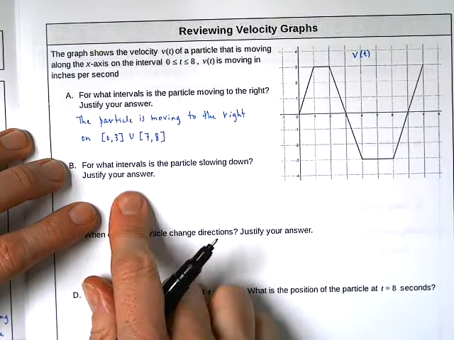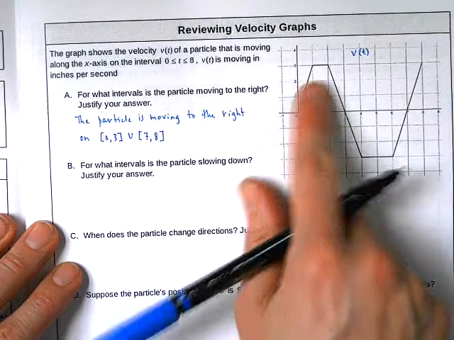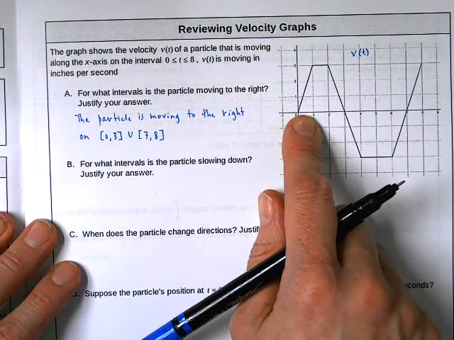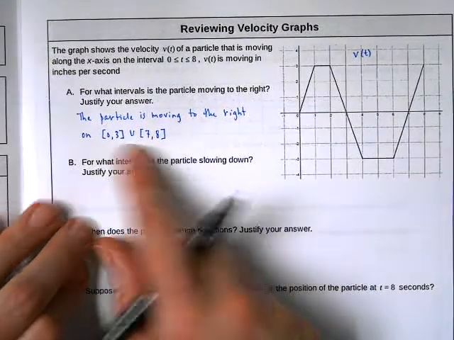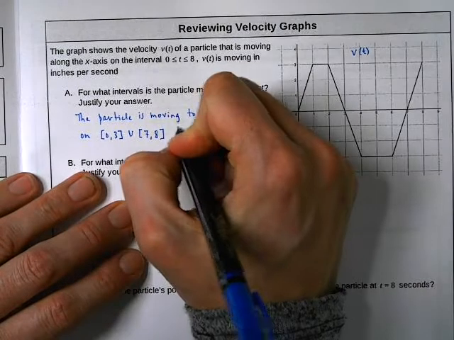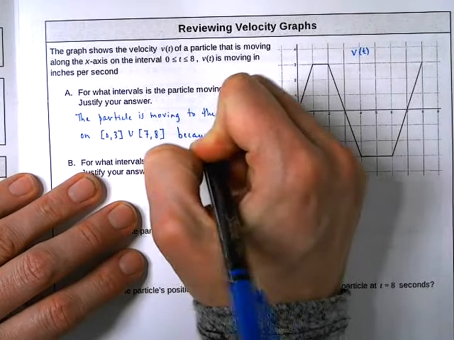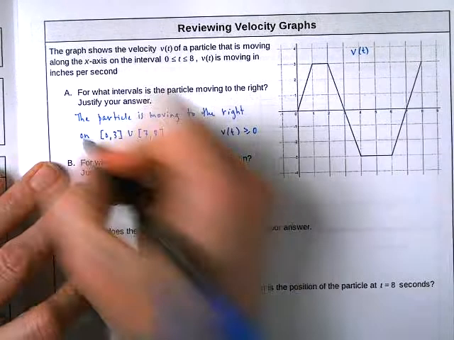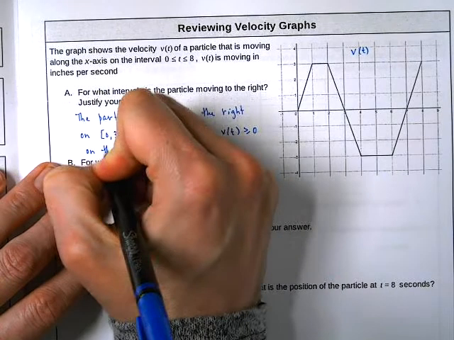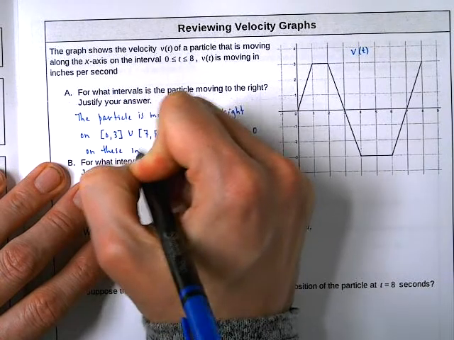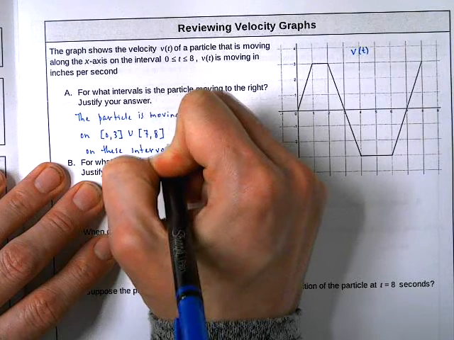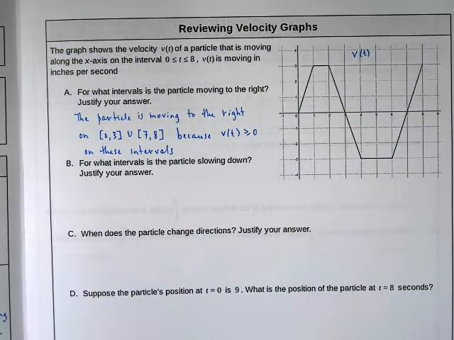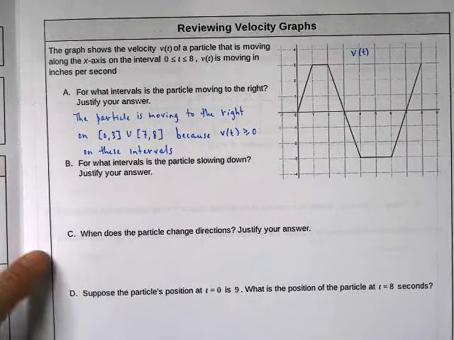And here we want to be careful. In our justification, we don't want to say because it is above the x-axis. We want to be really clear, and we're saying it's moving to the right because velocity is greater than or equal to 0 on these intervals. So we want to be really careful with our explanation there. All right. Now, that one's pretty straightforward.